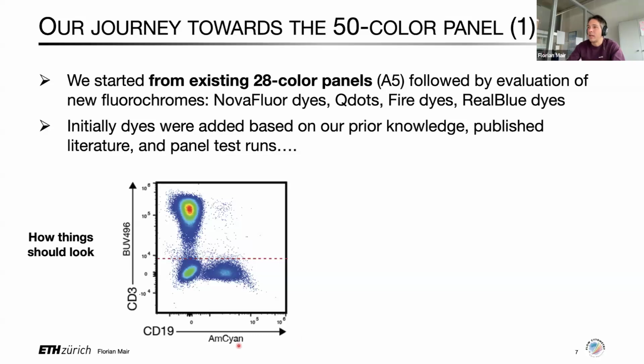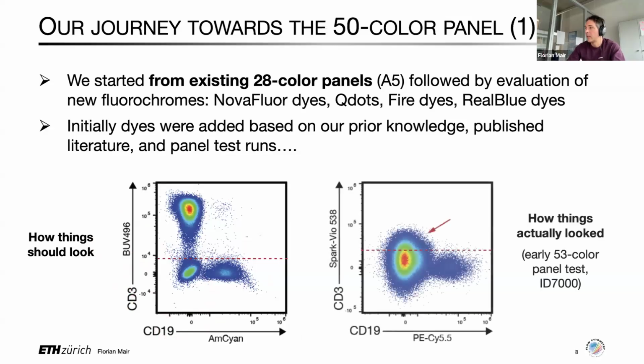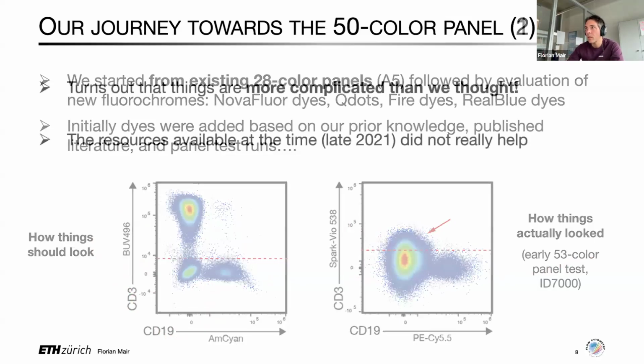You're all in the field, so you probably know how a nice CD3 and CD19 staining for B and T cells should look. That's how it should look. And that's how it looked when we did our very first panel test. That was, I believe, the very first 53 color panel test that we ran back then on the ID7000, where clearly things didn't work very well, which either means we didn't know what we were doing or it was actually more complicated than we thought. Luckily, I think it was in the end more complicated than we thought.